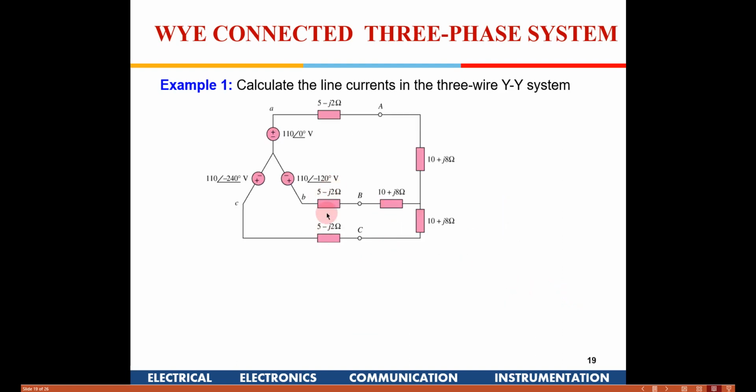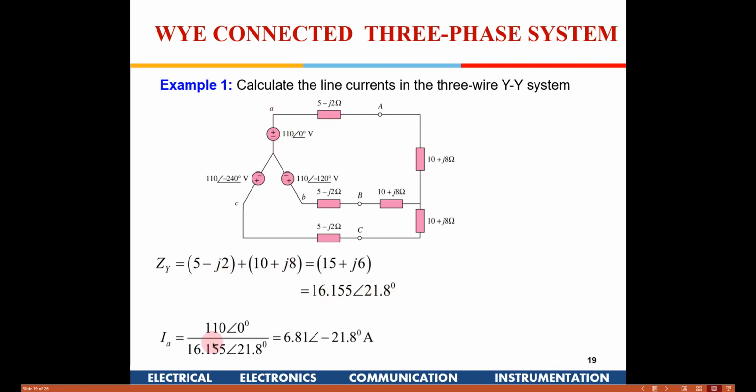If I have to compute the currents, first I need to find the total impedance. It will be 5 minus J2 plus the sum of this, 10 plus J8, so I get 15 plus J6. In polar representation that is 16.155 with an angle of 21 degrees. So this is the total impedance. And what is the total current? Total current is the phase voltage divided by the total impedance. In this case you will get 6.81.